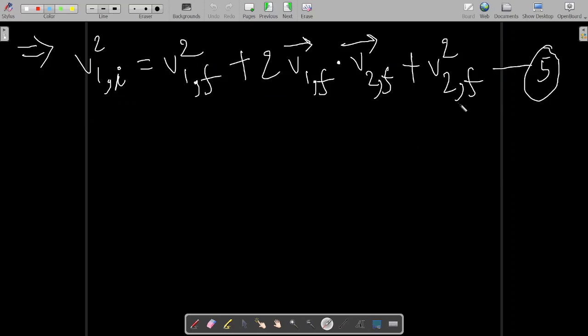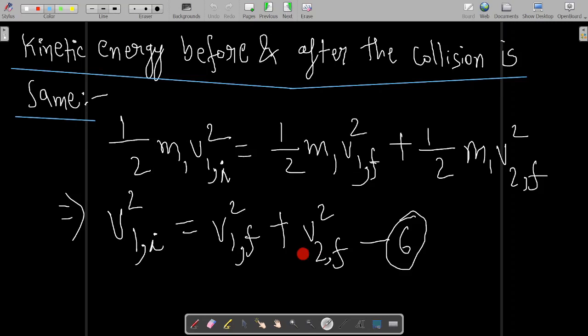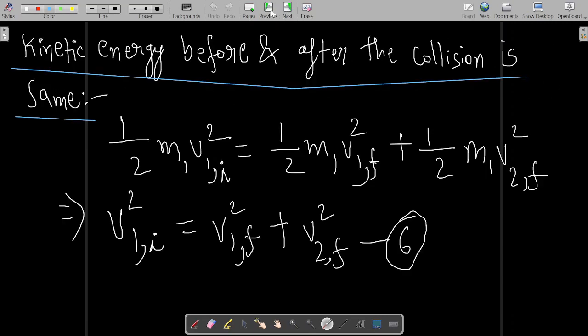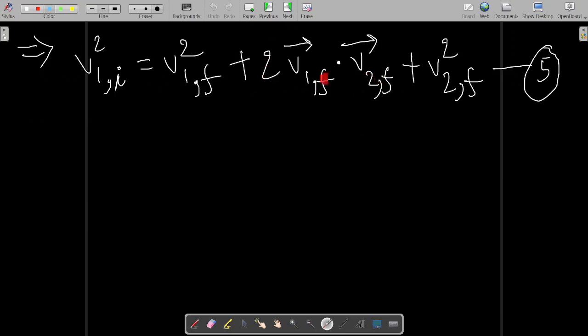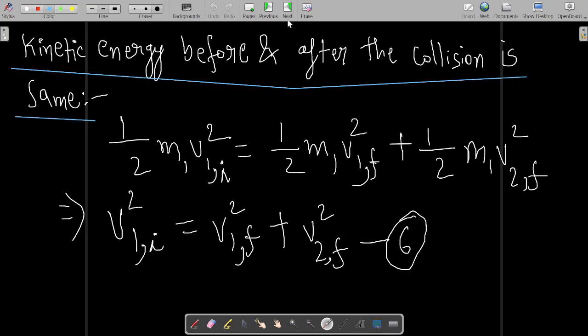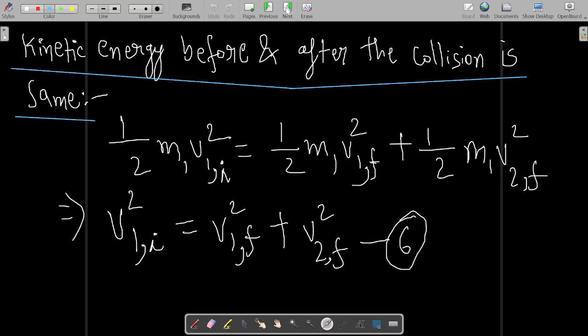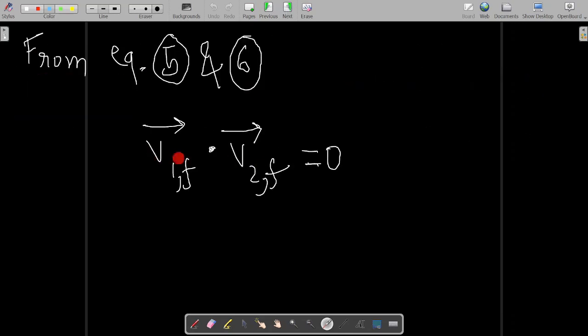After you compare equation 5 and equation 6, what do you get? You will find that this particular entity will be equal to 0. So we have got v vector 1,f dot v vector 2,f equal to 0. You can have a look at equations 5 and 6 and compare yourself.